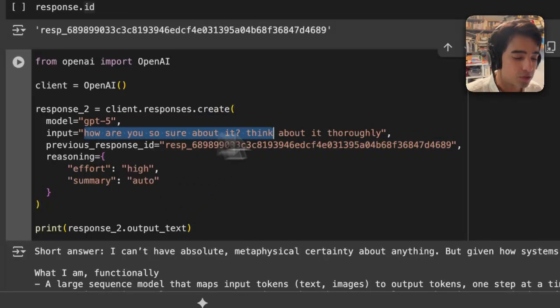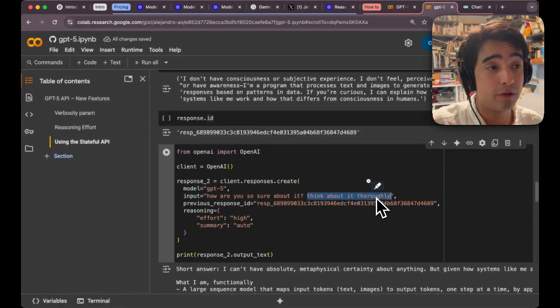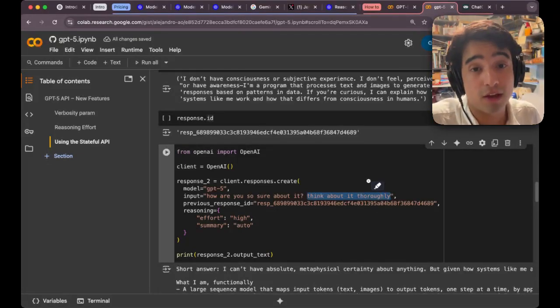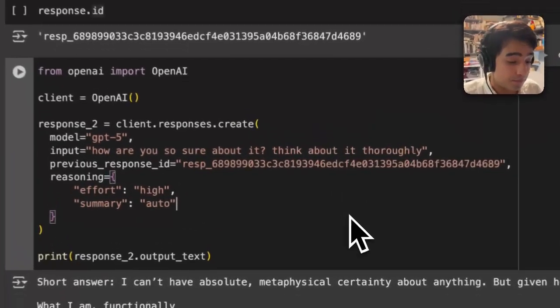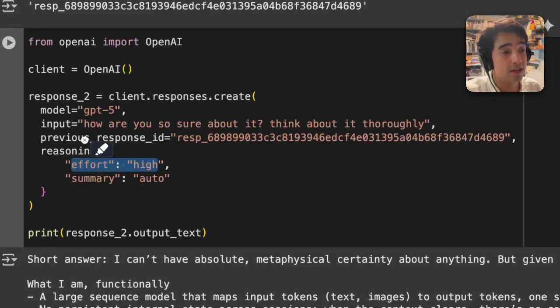And I was like, how are you so sure about it? Think about it thoroughly, okay? So here, remember that we mentioned at the beginning that if you prompt GPT-5 to think about something thoroughly, it's going to think more about it, and it's going to use more reasoning tokens for it. And I also manually set the effort to high. So this is something important because OpenAI actually mentioned that this setting right here is only updating the system prompt level of this setting. So yeah, just keep that in mind.